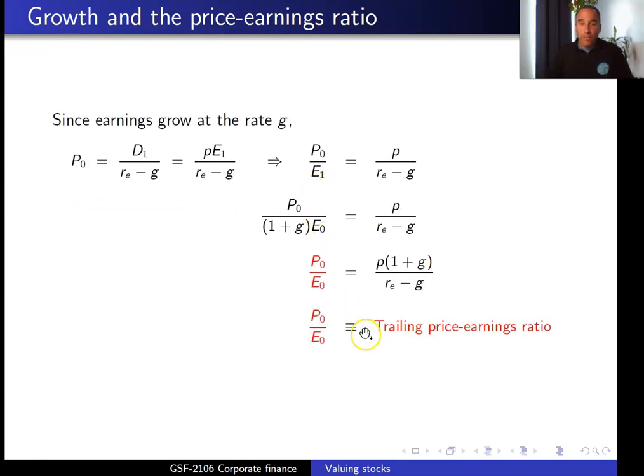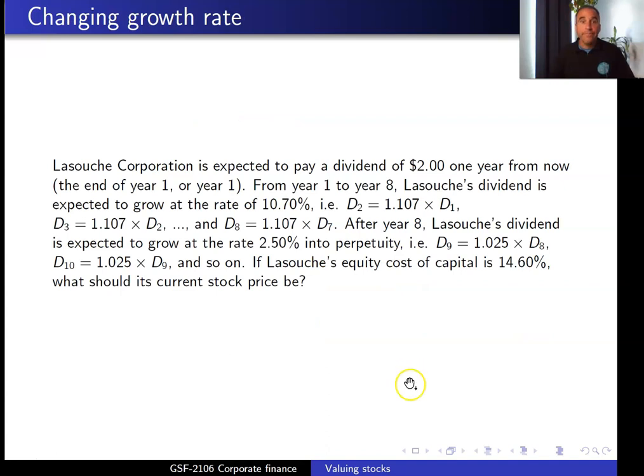Now, if we want to compute the trailing price earnings ratio, so the price over actual earnings, well, actual earnings are smaller than future earnings by an amount 1 plus G. So the trailing price earnings ratio is equal to 1 plus G times the forward price earnings ratio. And then we will move on to changing growth rate.